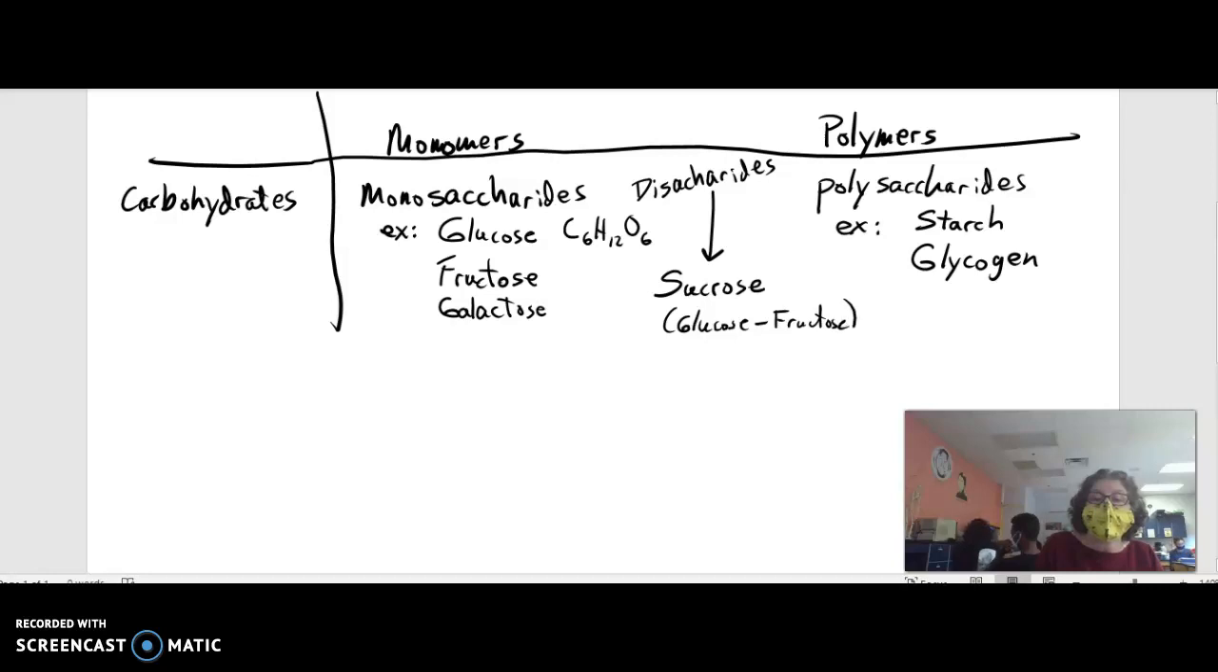So those 2 monosaccharides make a sucrose molecule. And that's the most famous one of all. That's the one you know. That's the one in your sugar bowl at home on your mother's table, right? That's the big bag of sugar your mom uses to make cookies and cake.